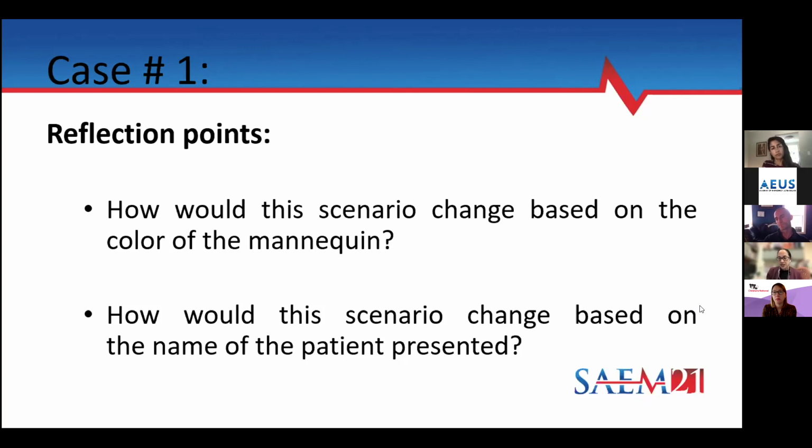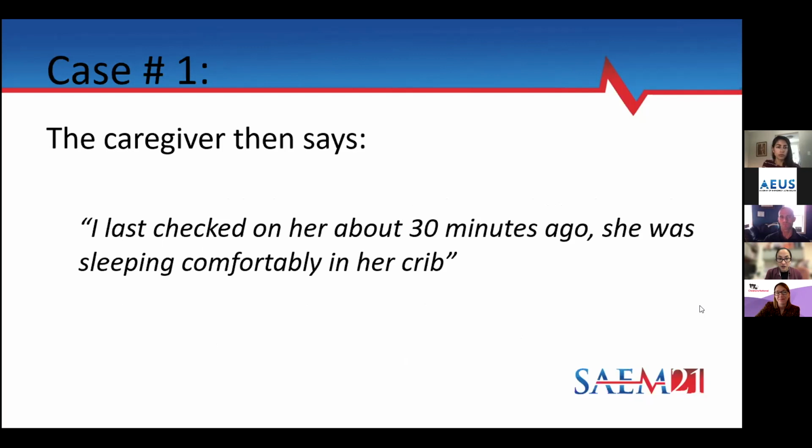And those kinds of attempts to diversify your case roster, actually reinforcing racist stereotypes, is a really important target, I think, for how we can actually change our scenarios as we're building a case series. So as the case evolves, the caregiver says, I last checked on her 30 minutes ago. She was sleeping in her crib.